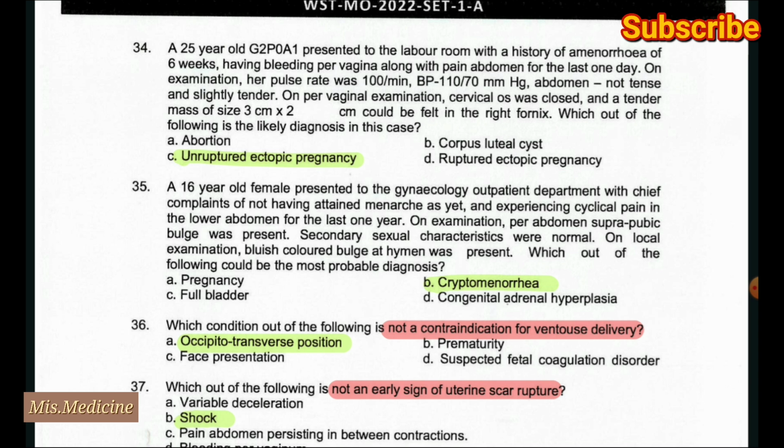Okay, the next question. A 16-year-old female presented to the gynecological outpatient department with chief complaints of not having attained menarche as yet and experiencing cyclical pain in the lower abdomen for the last 1 year. And everyone knows that the answer is cryptomenorrhea. Okay, the next question is which condition out of the following is not a contraindication for vaginal delivery? The answer is occipital transverse position is not a contraindication.